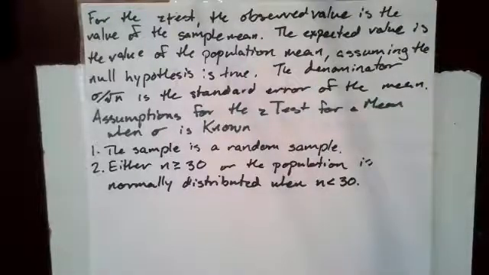Assumptions for the z-test for a mean when sigma is known. First, the sample is a random sample, and second, either n is greater than or equal to 30, or the population is normally distributed when n is less than 30.